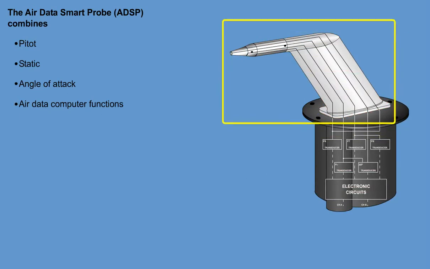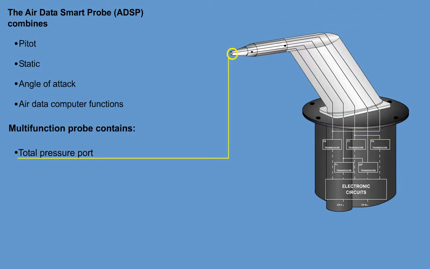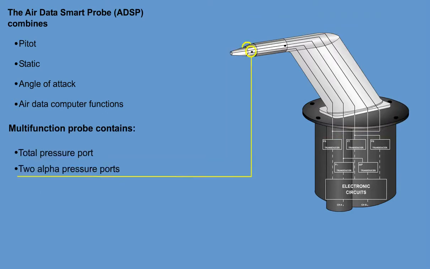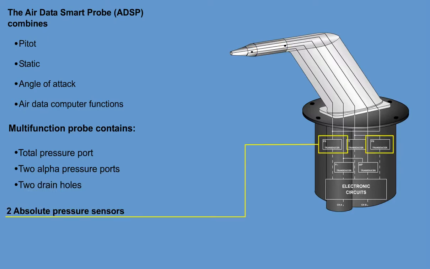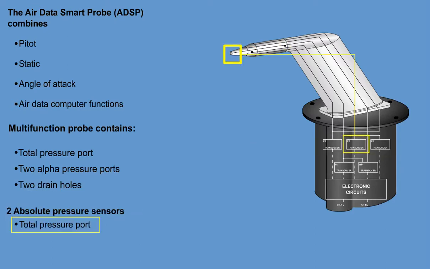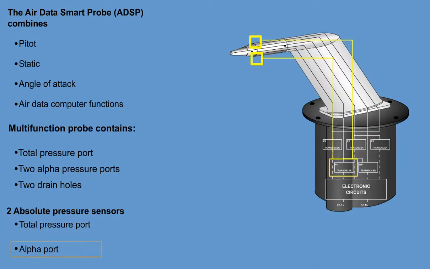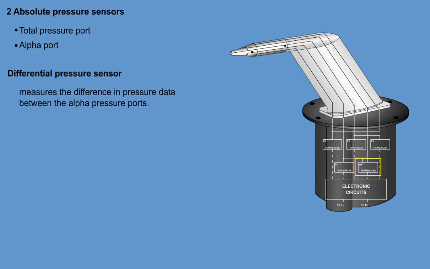The MFP is a one-piece probe that contains a total pressure port, 2 alpha pressure ports, and 2 drain holes. Each port is paired to a pressure sensor located in the ADC. 2 absolute pressure sensors measure pressure data from the total pressure port and the alpha port. A differential pressure sensor measures the difference between the pressure data from the alpha pressure ports. From the 3 measured pressures, the local total pressure, local static pressure, and local angle of attack are computed.